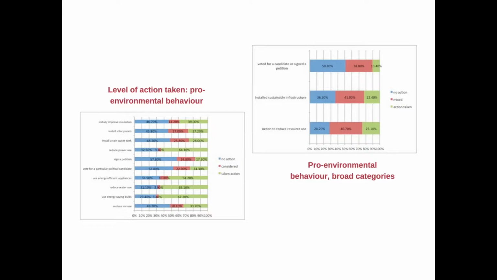The chart on the left shows that the most often undertaken actions included reducing power usage, using energy efficient appliances, reducing water usage, and using energy saving light bulbs. The chart on the right shows how the broad behaviour categories are combined into three more compact categories. Here we can see that a significant proportion of the respondents have undertaken action to reduce resource use within their home.